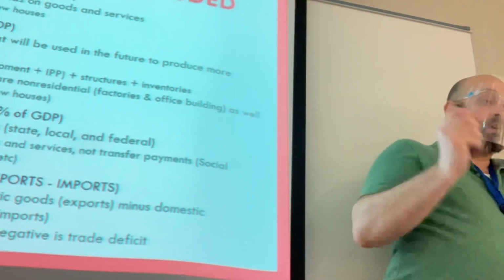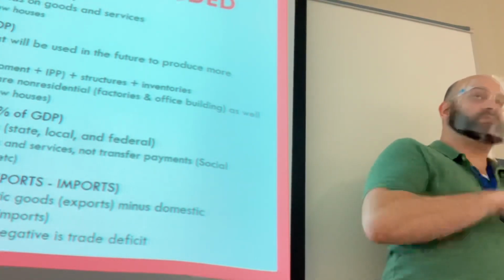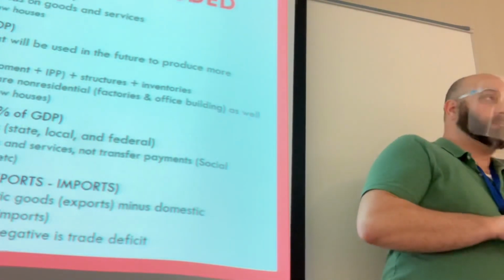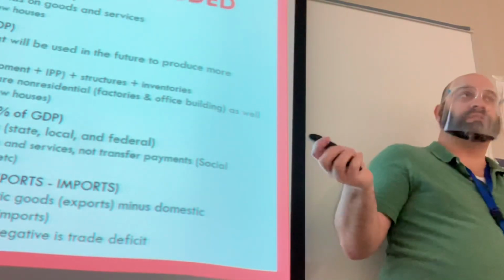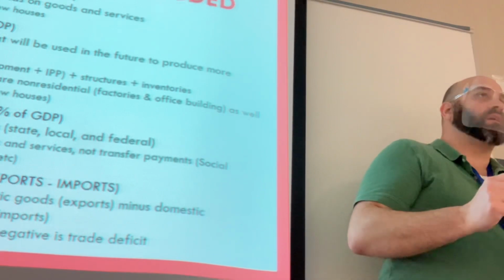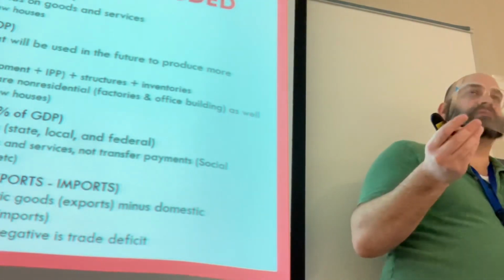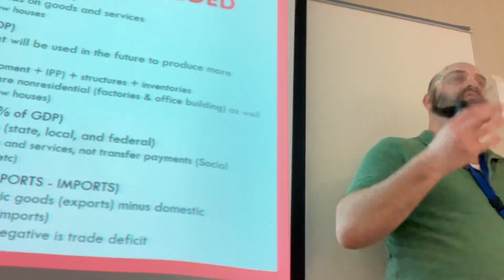So, positive trade is a surplus. Negative trade is a deficit. The United States hasn't had a surplus since like the 1970s. So in our modern economy, we don't usually have surpluses, we have deficits. So trade deficits.